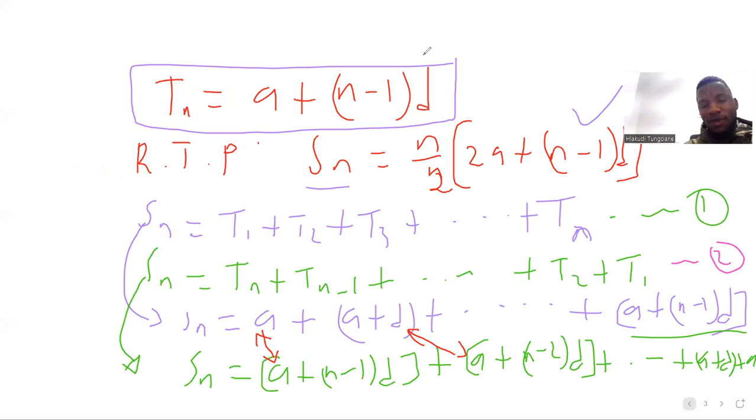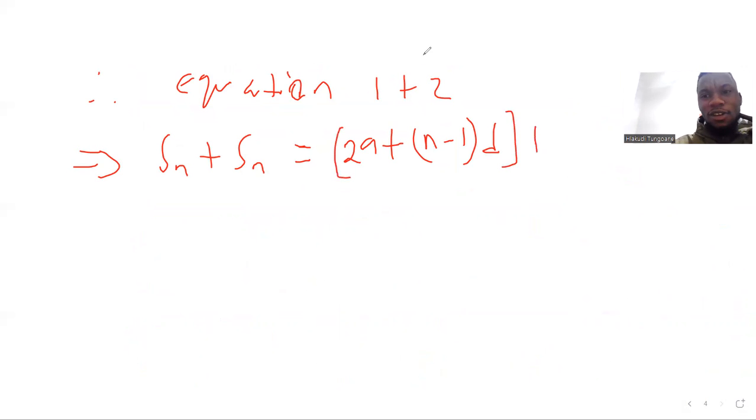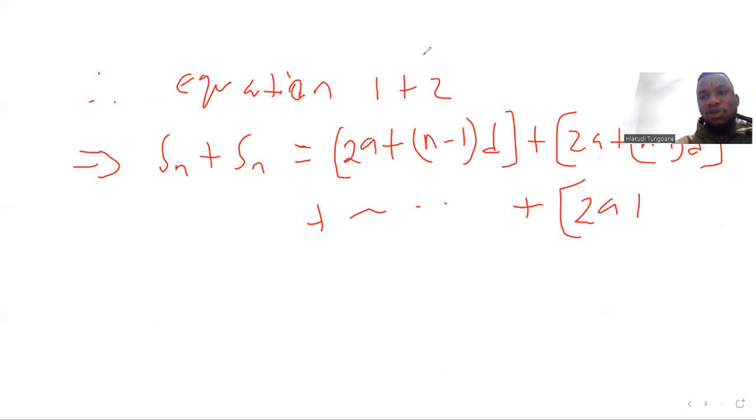That term is going to repeat n times, because since you have n terms, every time you sum the two numbers, they give you this answer, 2a plus n minus 1 d. Then you continue and you get this again, the same thing, 2a plus n minus 1 d, up until the last term.